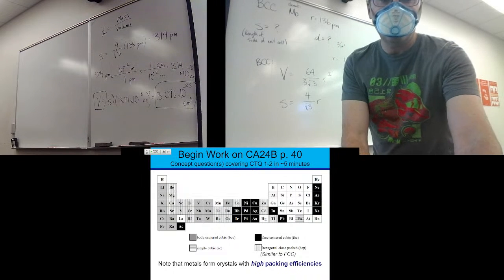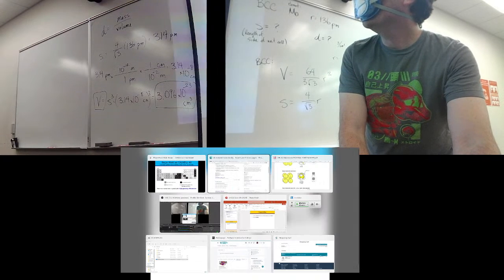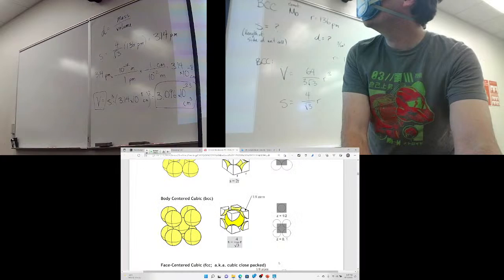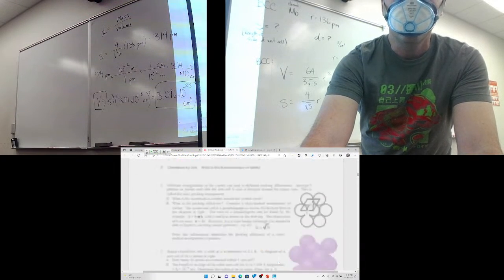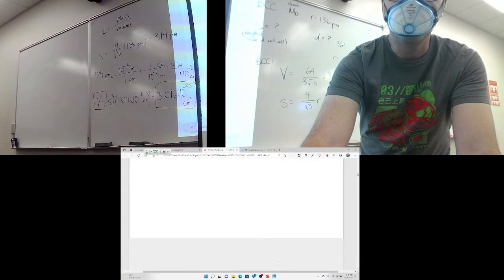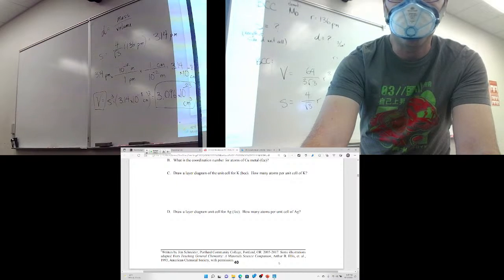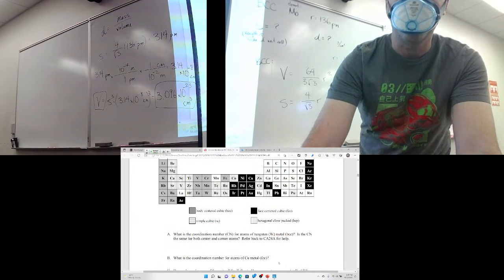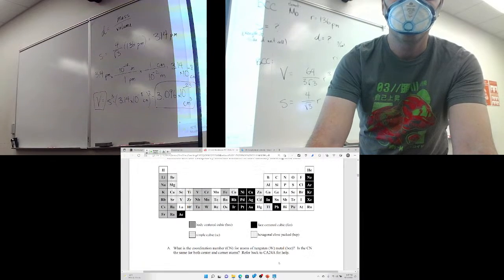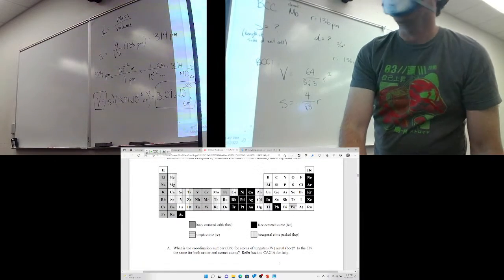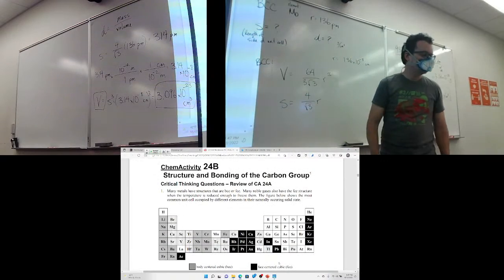So let's look at ChemActivity 24B. I think these are good to do by yourselves, or at least in small groups. We're just going to do questions 1 and 2. I think it's probably around page 36, but I don't know exactly what page it is. So, 24B, 1 and 2.